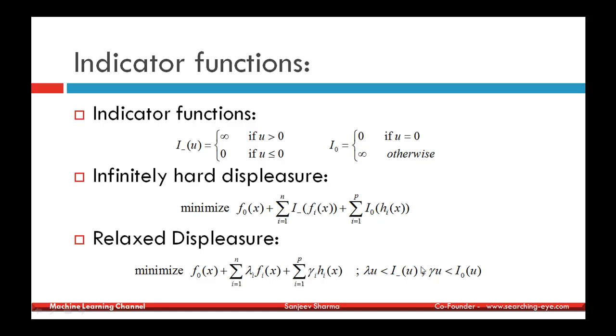less than I negative of u, and gamma times h_i is always going to be less than I naught of h_i, or gamma times u is always going to be less than I naught of u. Therefore, using the Lagrange multipliers, we are actually relaxing the original primal problem.